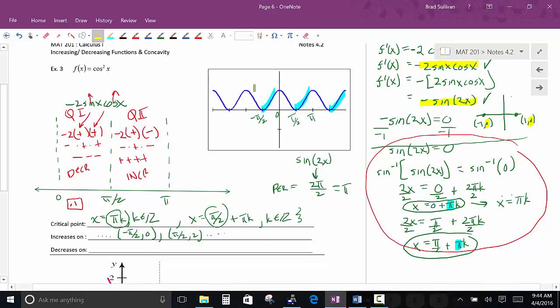And then for decreasing, you could just pick a couple of intervals and name them, and then name the pattern like this. We would say negative pi to negative pi over 2, union, and then 0. Then decreasing is going to be from 0 to pi, and so forth. Or 0 to pi over 2, and so forth, like that.